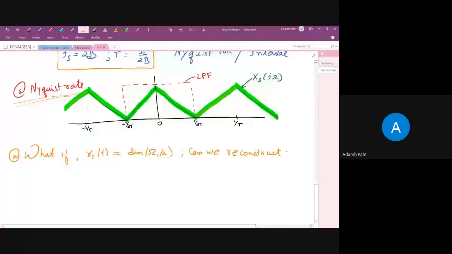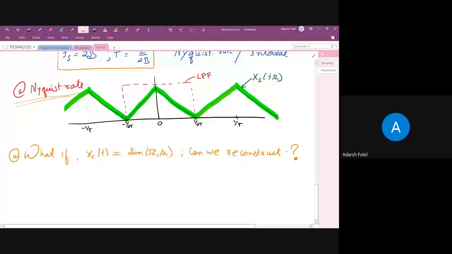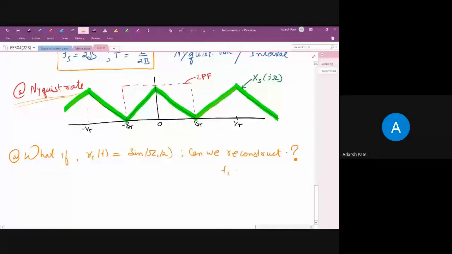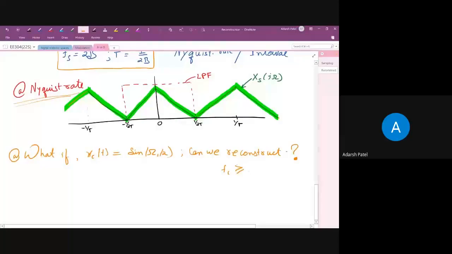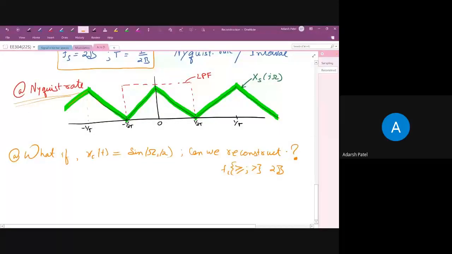So what have we done here? This is another question where you have to pause and ponder and think it over, because this will lead to whether fs, the sampling frequency, should be greater than or greater than or equal to 2b.